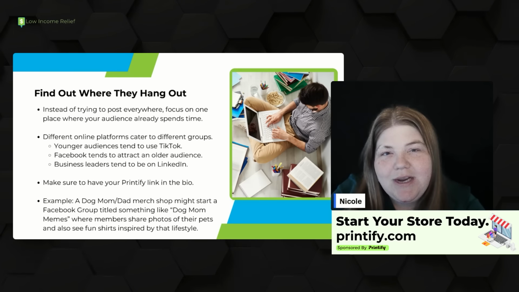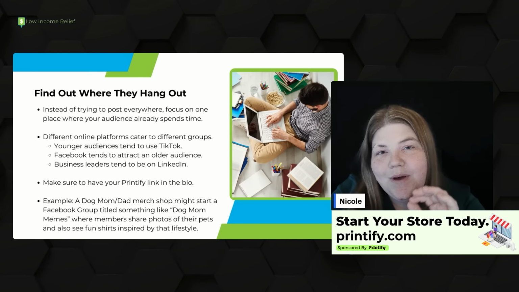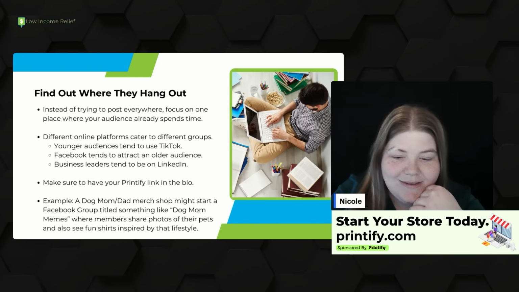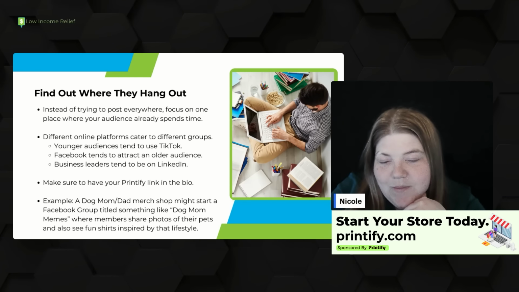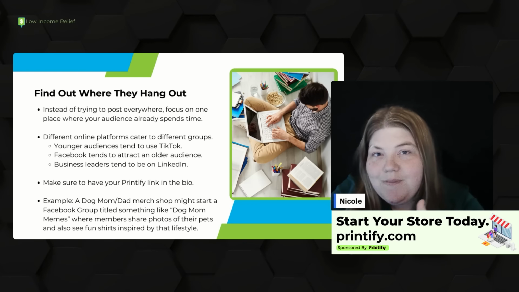But you usually want to do something that's specific enough that it's going to speak to your target audience, but written in such a way that it sounds organic and natural and not really salesy. Now, in this group, you might have people share photos of their pets. You might share fun shirt designs or memes.